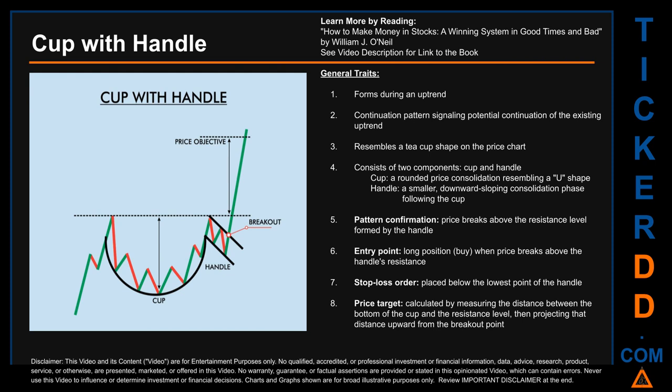Cup. The cup forms when the price undergoes a rounded bottom, with the price first declining and then gradually recovering to reach the same level as the start of the decline. The bottom of the cup should be U-shaped, not V-shaped. Handle. The handle forms as a consolidation or a slight downward retracement in price after the cup. It typically takes the shape of a small trading range, channel, or a flag pattern. The handle should not retrace more than 1/3 of the cup's depth.